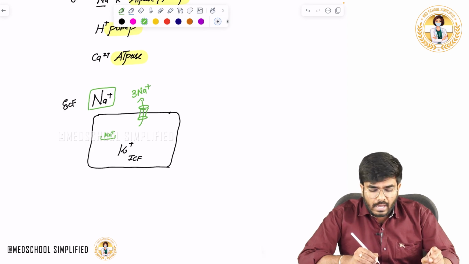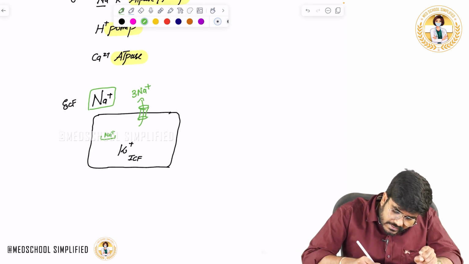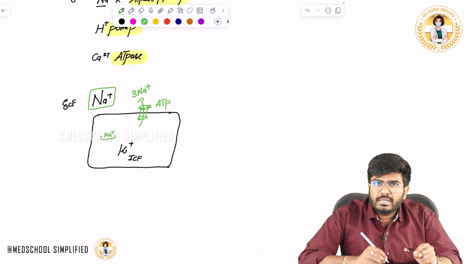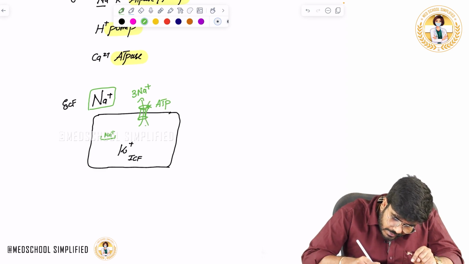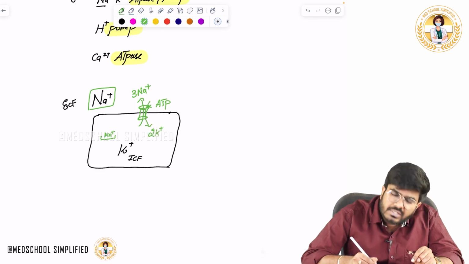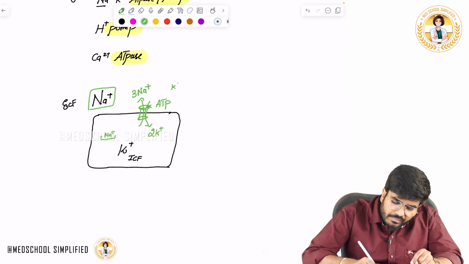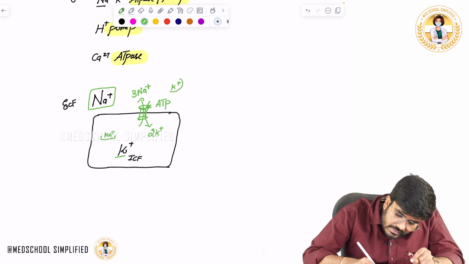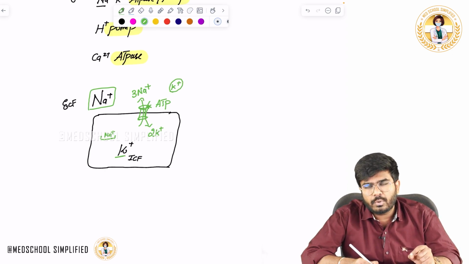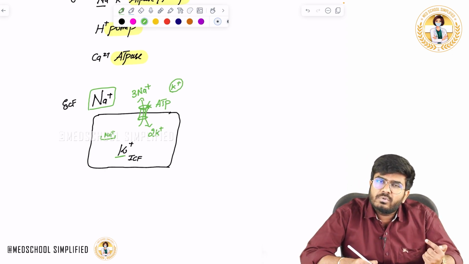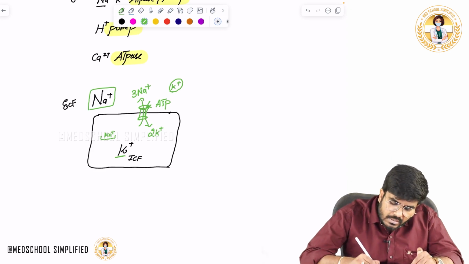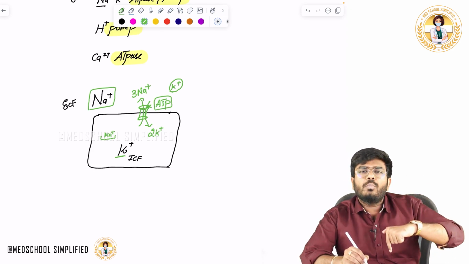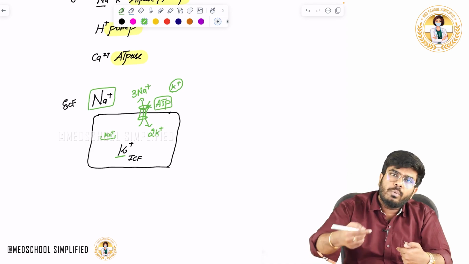For this purpose, it requires ATP. In the same way, it will bring 2 potassium into the cell. There is less potassium outside the cell and more potassium inside, so even potassium is moving against the concentration gradient, from low concentration to high concentration. So this process also requires ATP. First 3 sodium will go out in exchange for 2 potassium.